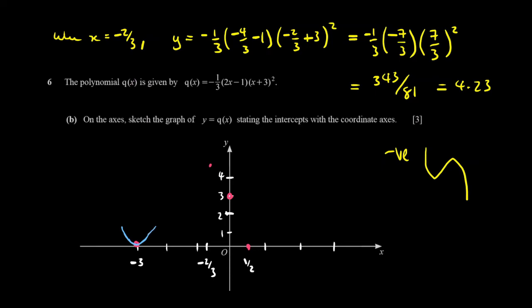So now we can just join up the graph. Let's try to get this looking nice if I can. Like that, like that. So that's the stationary point. It's going to come down. It's going to go through the y-intercept. And it's going to go through the x-intercept there. So just try to make that look a bit nicer.